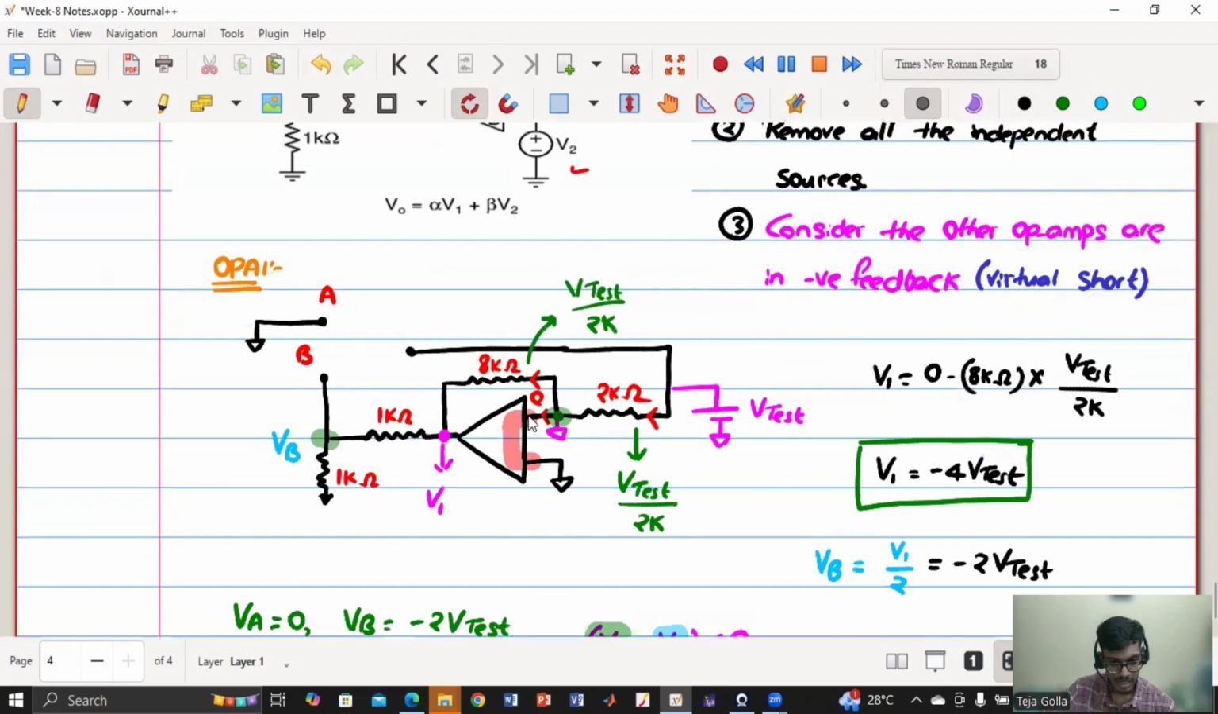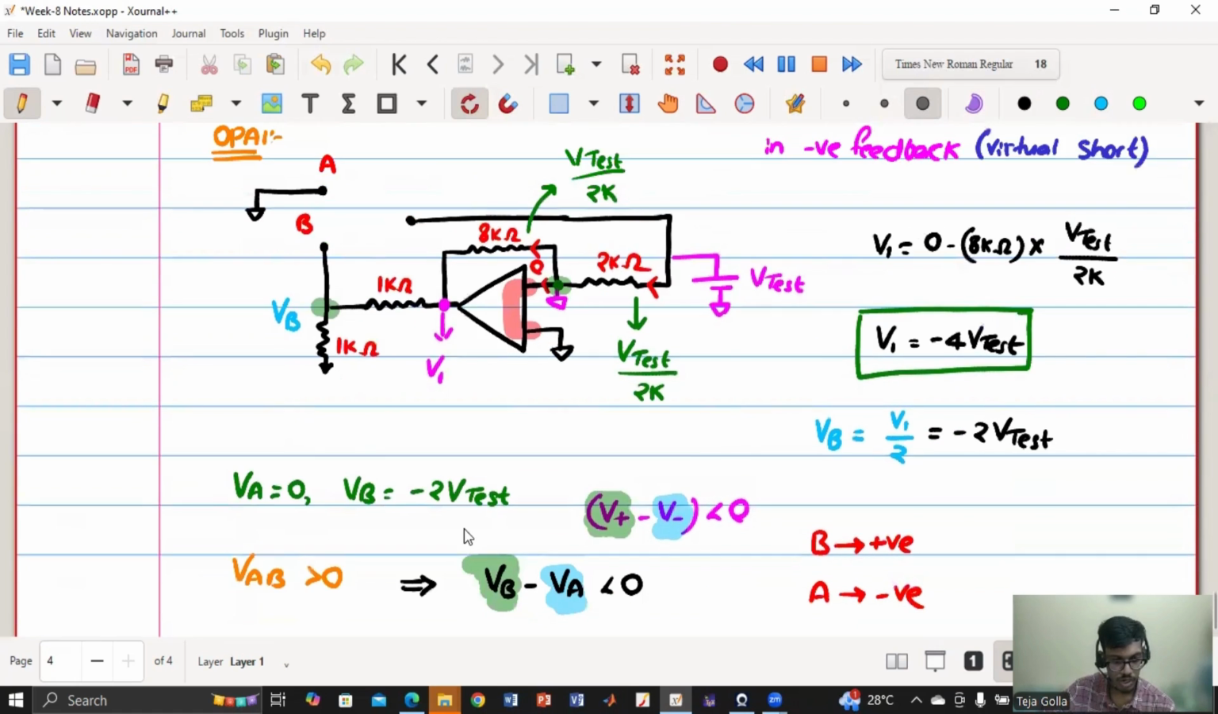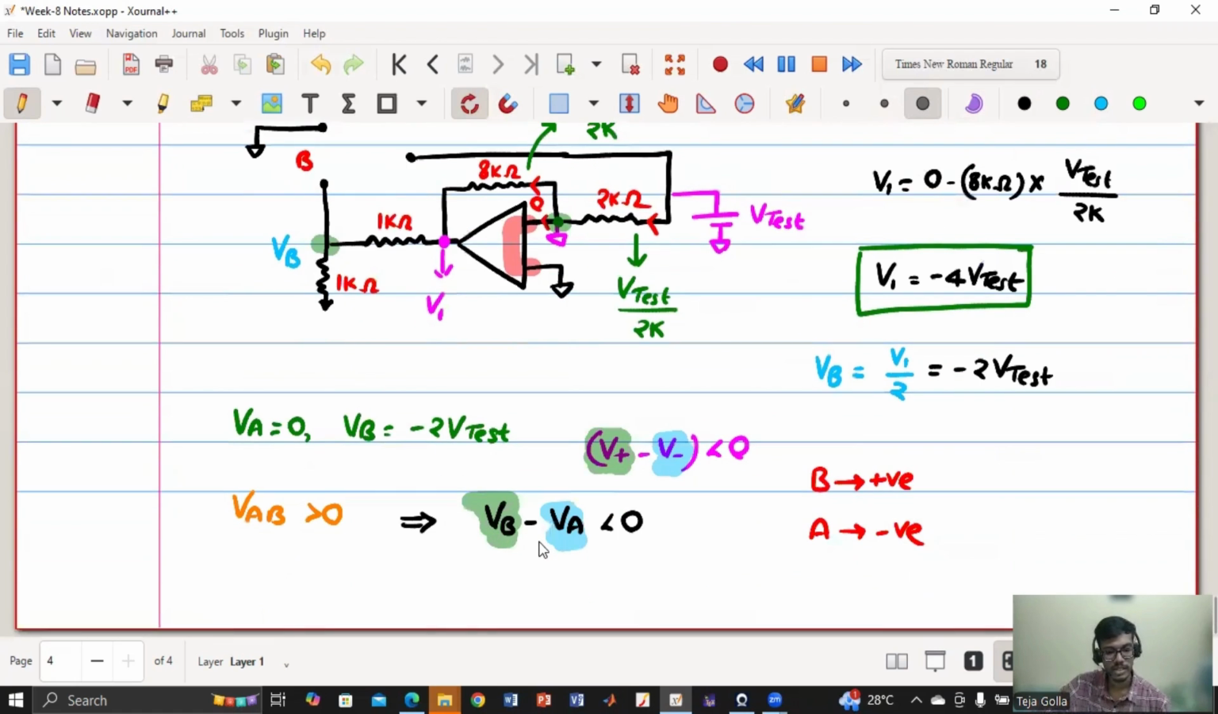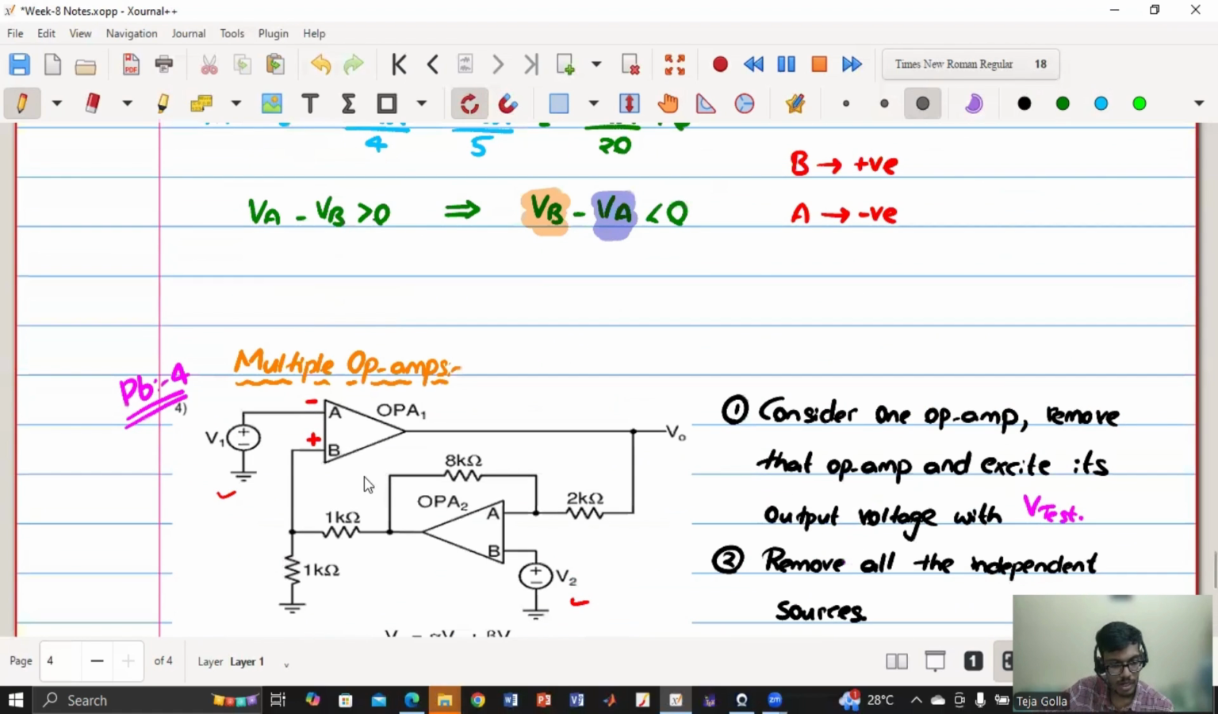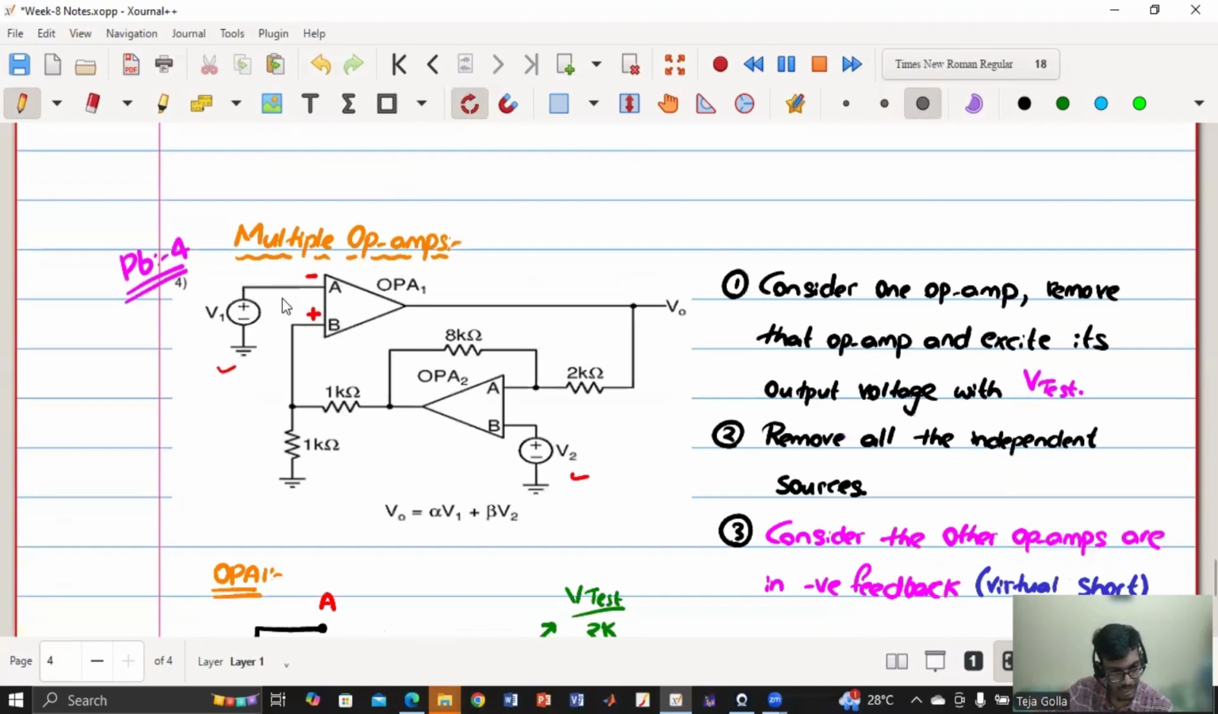So now using this condition, we have to find VAB, and we have to see whether it is positive or negative, and modify it into the format where we get V plus minus V minus is less than 0. So now if we correlate, we get VB is positive and VA is negative. So B is the positive terminal and A is the negative terminal. So now I got the terminals of op-amp 1, and I know how it needs to be connected so that it is in negative feedback. So now I got it for OPA1.